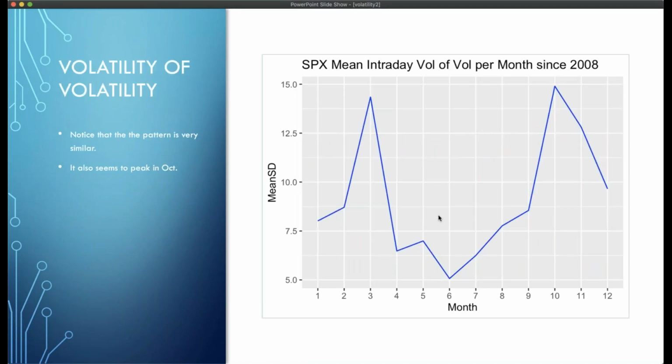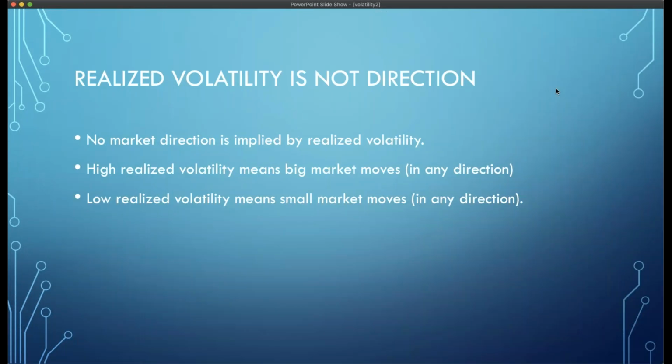I have a chart of volatility of volatility. Volatility of volatility is how fast volatility changes, and you can see that it's almost the same shape. Even volatility of volatility exhibits a tremendous peak in October. So historically, October is a very volatile month. That's the conclusion for these two charts. And then we have to do something about it. Now, how can we exploit the extra volatility in the market into October?